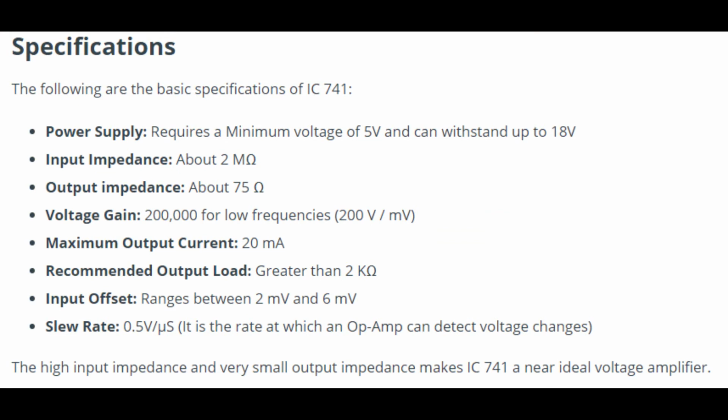Power supply: it requires a minimum voltage of 5 volts and can withstand up to 18 volts. Input impedance about 2 megaohms. Output impedance about 75 ohms. Voltage gain 200,000 for low frequency, 200 volts per millivolt. Maximum output current 20 mA. Recommended output load greater than 2 kilo ohms. Output offset ranges between 2 mV and 6 mV. Slew rate 0.5 V per microsecond. It is the rate at which an OP-AMP can detect voltage changes.